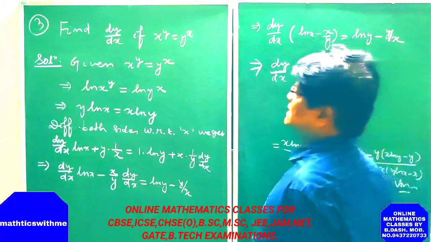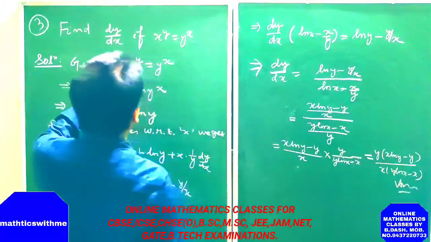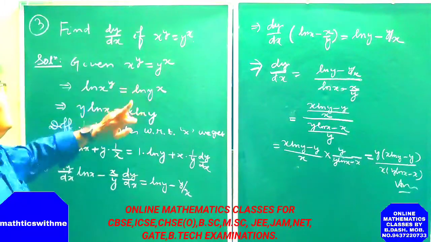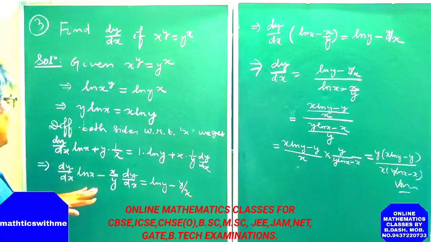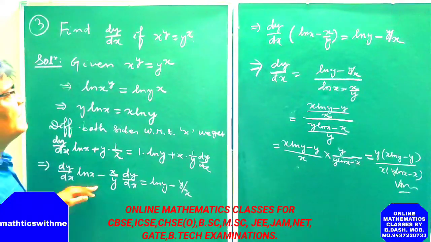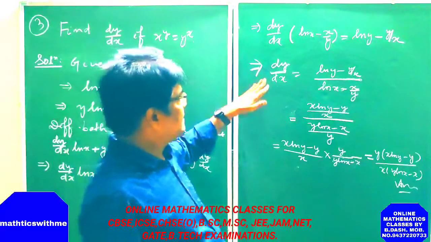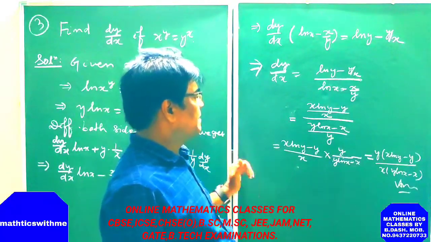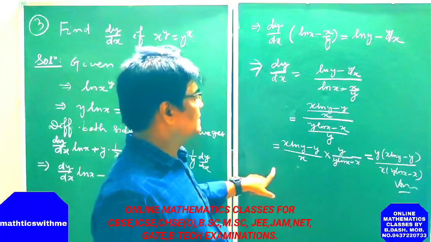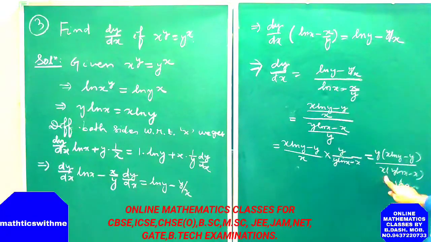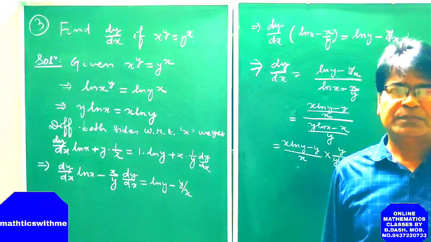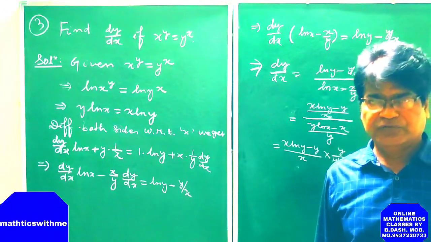So here the question is x to the power y is equal to y to the power x. We are taking logarithm for both sides. Differentiating, we get this expression. We have taken dy/dx common. Then after simplification, we get dy/dx is equal to y(x ln y minus y) divided by x(y ln x minus x). So this is the answer for number 3. Now let us proceed to solve the next question.